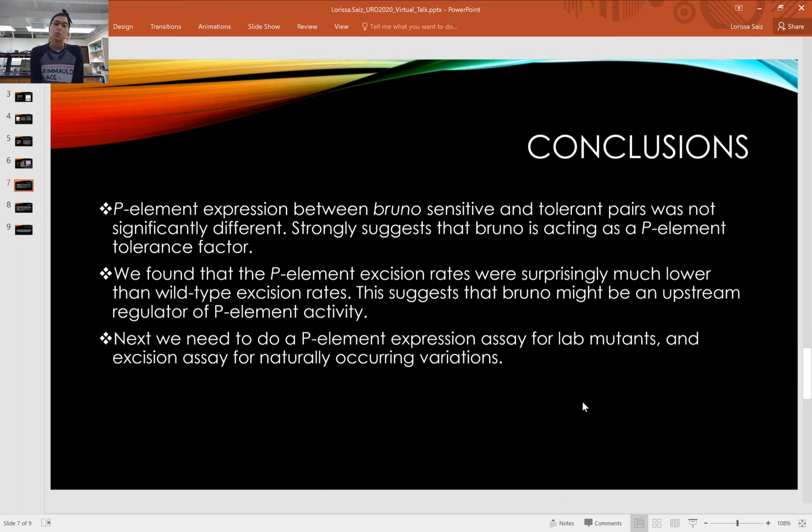Next, we need to do a P element expression assay on the Bruno loss of function dysgenic offspring that we did the excision assay on, and we need to do an excision assay on the Bruno tolerant and sensitive naturally occurring pairs.